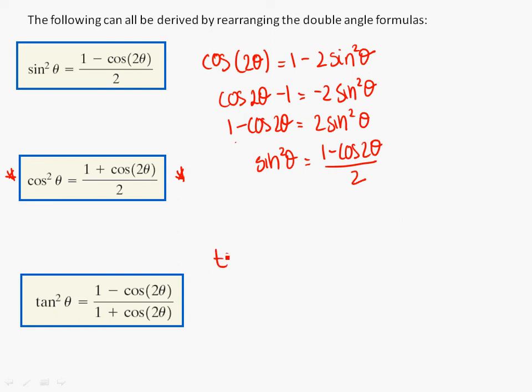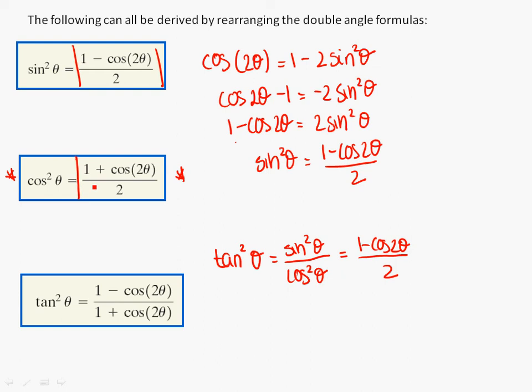So the tangent squared would be the sine squared divided by the cosine squared, right? Yes? Okay. And we just proved over here that the sine squared was what? So 1 minus the cosine of 2 theta divided by 2. And then we're going to divide by the cosine squared. And that one I sort of left up to you, but we have this one over here.